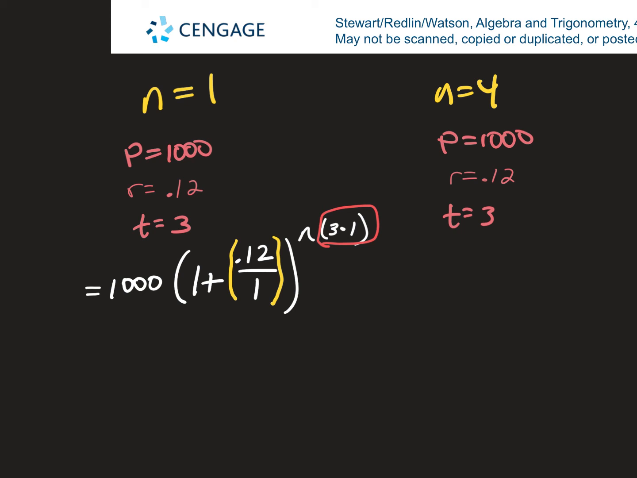parenthesis, 1 plus, parenthesis, 0.12 divided by 1. Then you have to close the parenthesis, and raise that to the third power. And tell me what you get. We're talking about money, so don't give me 27 decimal places. Just 2. What'd you get? Tell me.